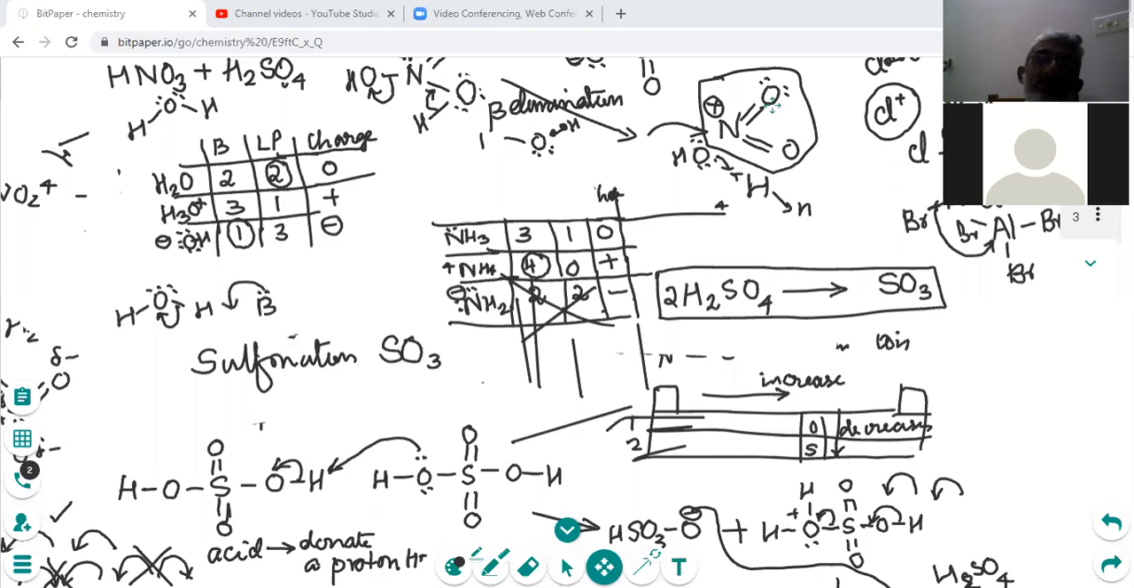Concentrated sulfuric acid will generate sulfur trioxide in the reaction mixture in the same way as that of nitric acid. And that is what I had asked you people to write.